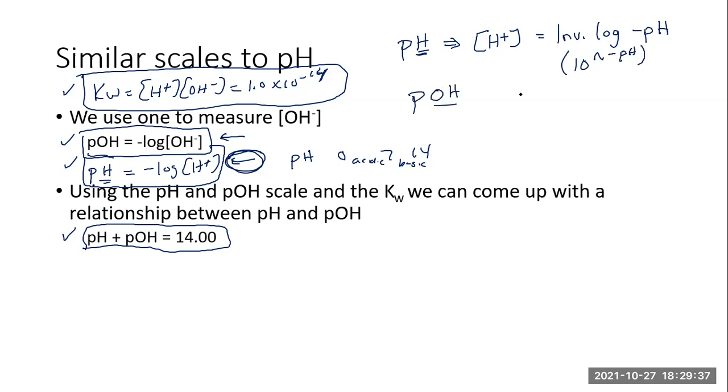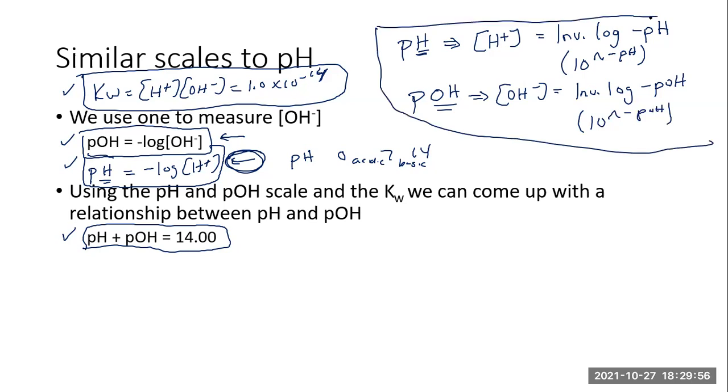You could also do that for pOH. If you have the pOH given to you, you could get the OH- concentration, which would be the inverse log of the minus pOH. Again, that's a 10 and a caret, minus pOH, on most people's calculators. So these two equations are very helpful because they can eliminate the need to use Kw, but you could absolutely still use Kw if you want. It gives you some variety of options for how to solve a problem, and they should all get you to the same answer if you punch it in correctly.